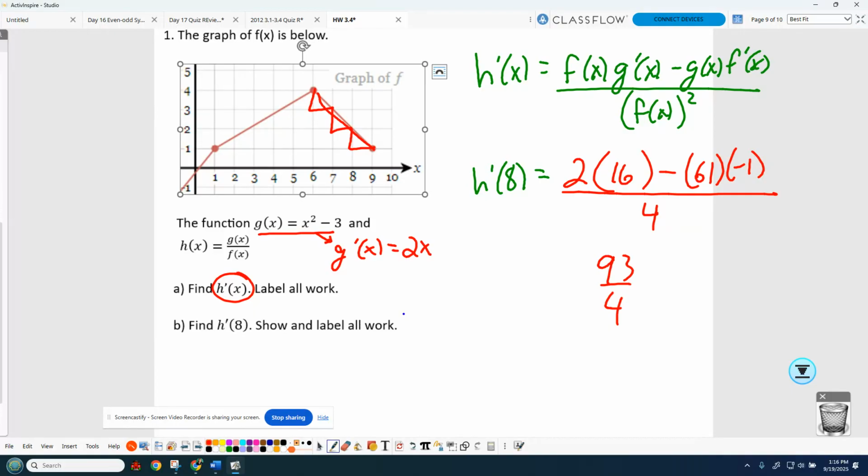Yes, Tim? So could you write it as just g prime minus g f prime over f squared, so like not just an x with it? Or is that wrong? There are those that do. You should keep the x with it.